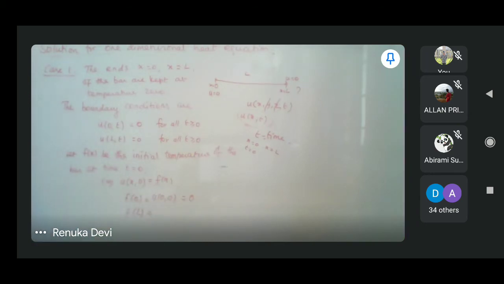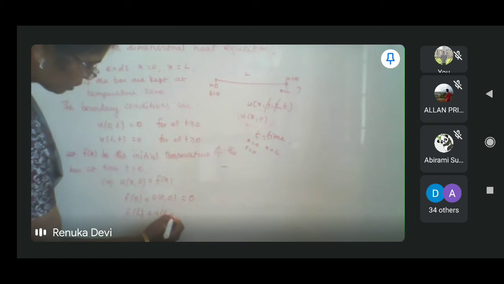Okay. When t and x are 0, this f of x is 0. That's all. The temperature is also 0, that we can assure. Okay. And what is our f of n? F of n is u of n comma 0. That is also 0.